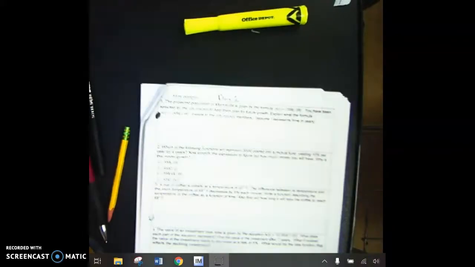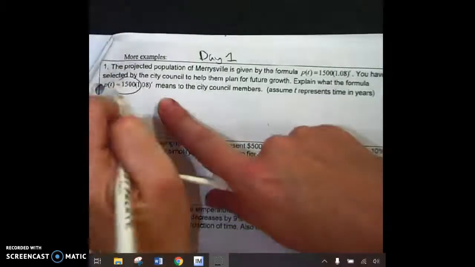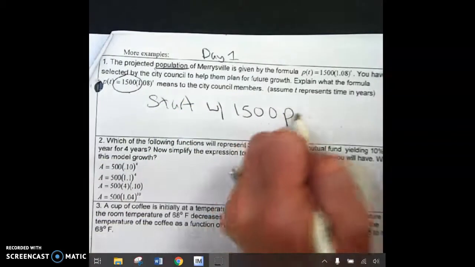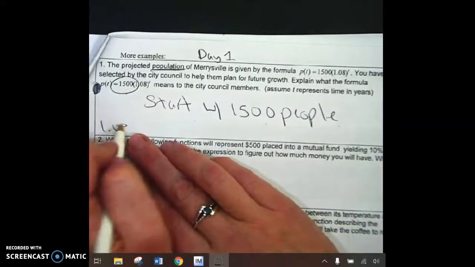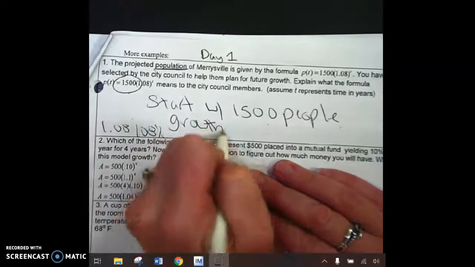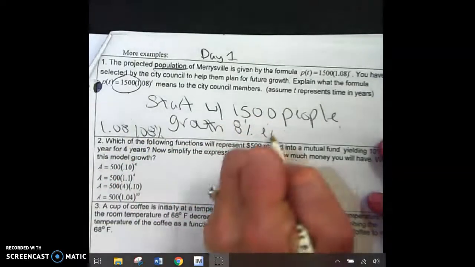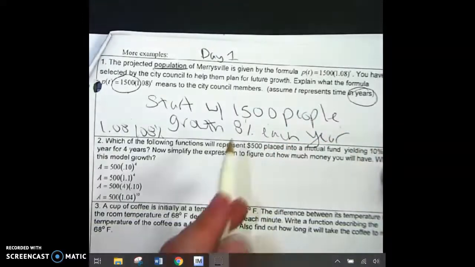All right, so it looks like they already gave me a formula, so they just want me to explain the formula. So I start with 1,500. Oh, and it's talking about population, so it seems like I start with 1,500 people. And then because it's 1.08, 1.08 is like 108%, which means there's a growth of 8% each year. Okay, I think that's it.